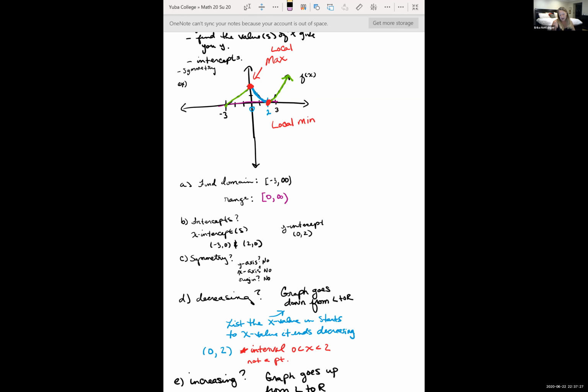If your graph stops and doesn't continue on, we can say that this point, which it does on this side, is also a local min.